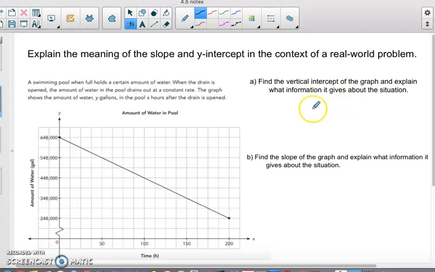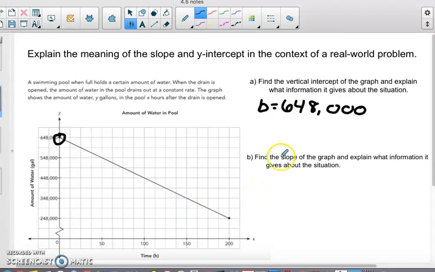The first thing we want to do is to find the vertical intercept of the graph and explain what information it gives us. The vertical intercept is the same thing as the y-intercept. So here would be our vertical intercept. So we can say that the vertical intercept is 648,000. And if we wanted to give an explanation, we can say that it represents the amount of water in the pool at the time the pool is full.